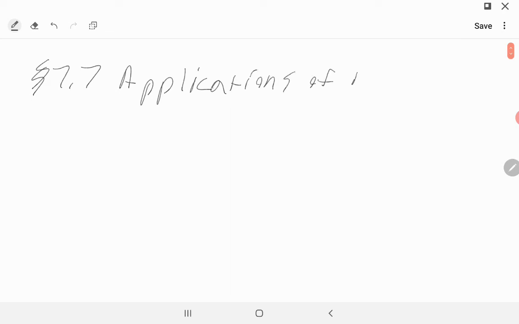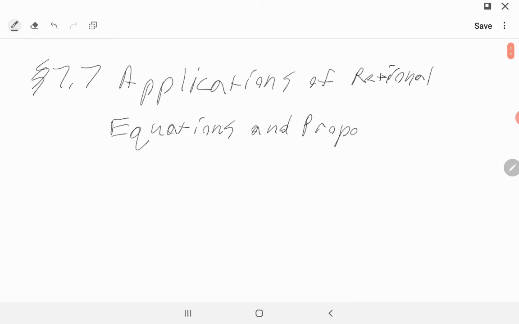Section 7.7 is on applications of rational equations and proportions. So first off, we need to think about solving proportions.